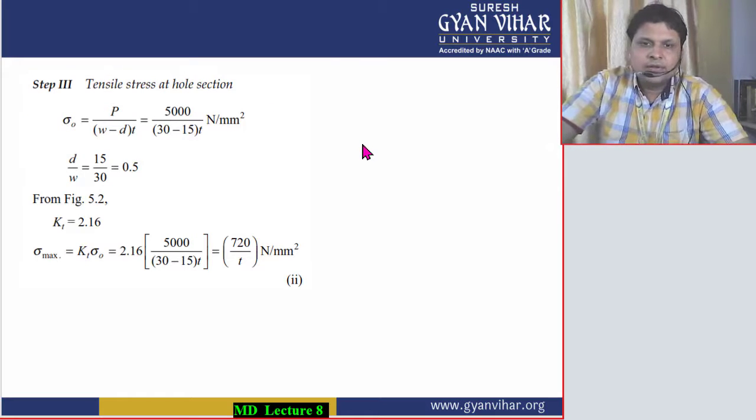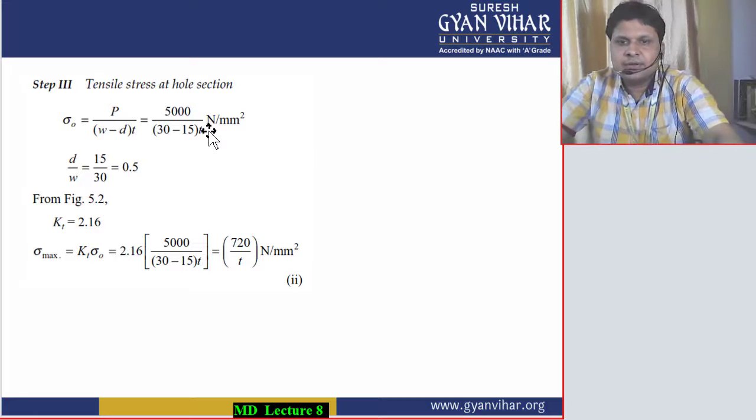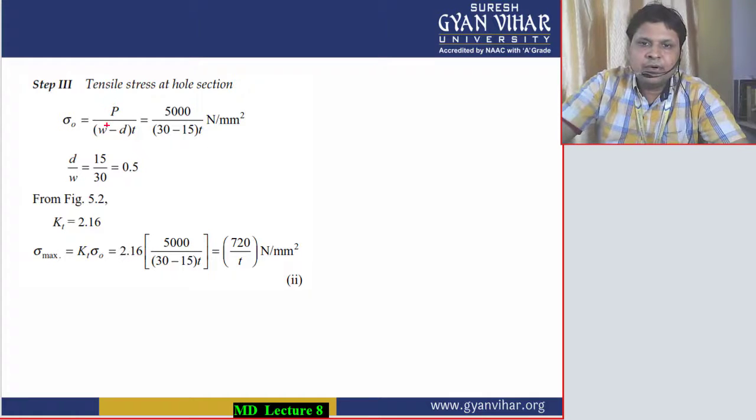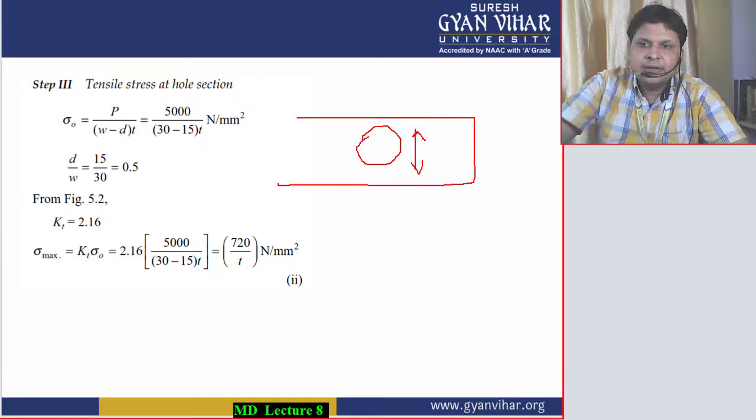In the hole section, the formula which we will use for finding the normal stress will be P upon (W minus D) into T. Why? Because in this area there is a hole. If we take its diameter as D, and the thickness of this particular plate having the hole is T, the whole width of this plate is W.